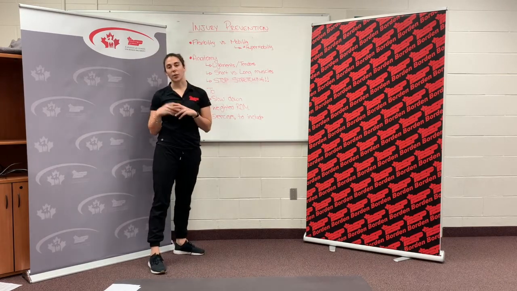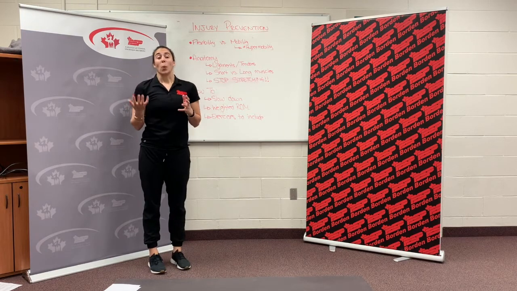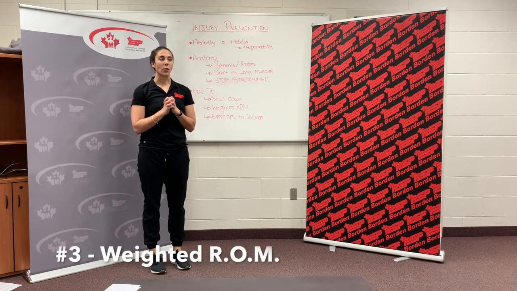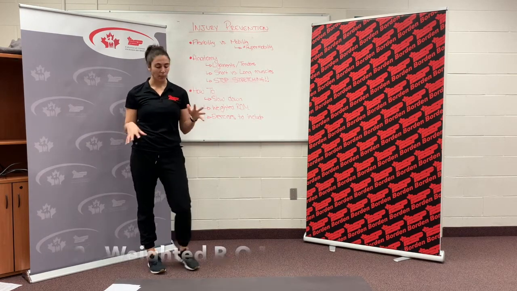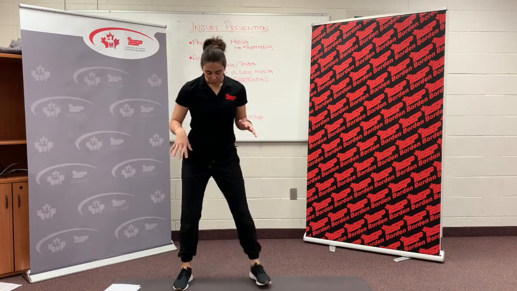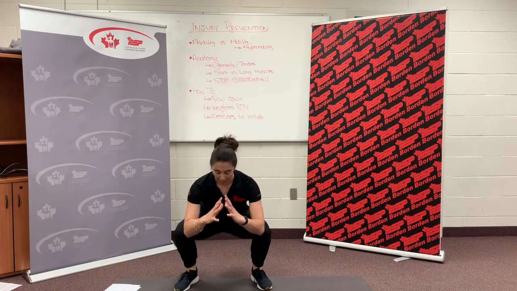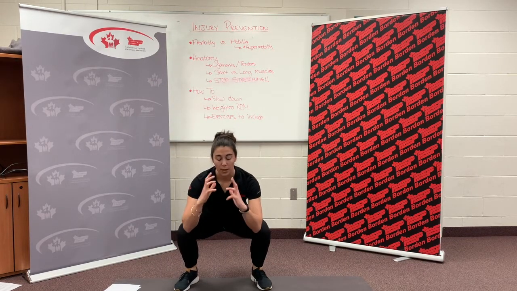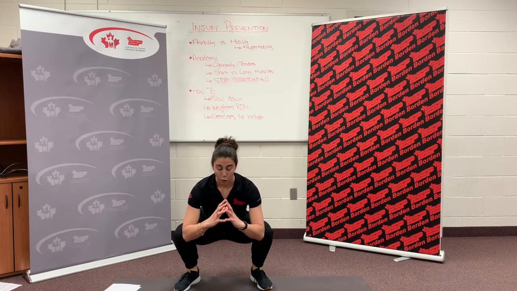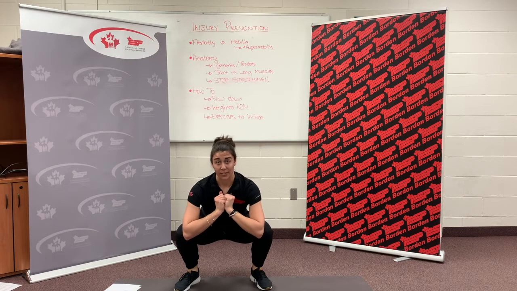Okay? So the second one is a weighted range of motion. So things like this, I don't have a weight with me, but an example of this would be holding a deep squat in the position that you can actually keep your spine neutral, holding the weight up at your chest, and just allowing yourself to sit here.